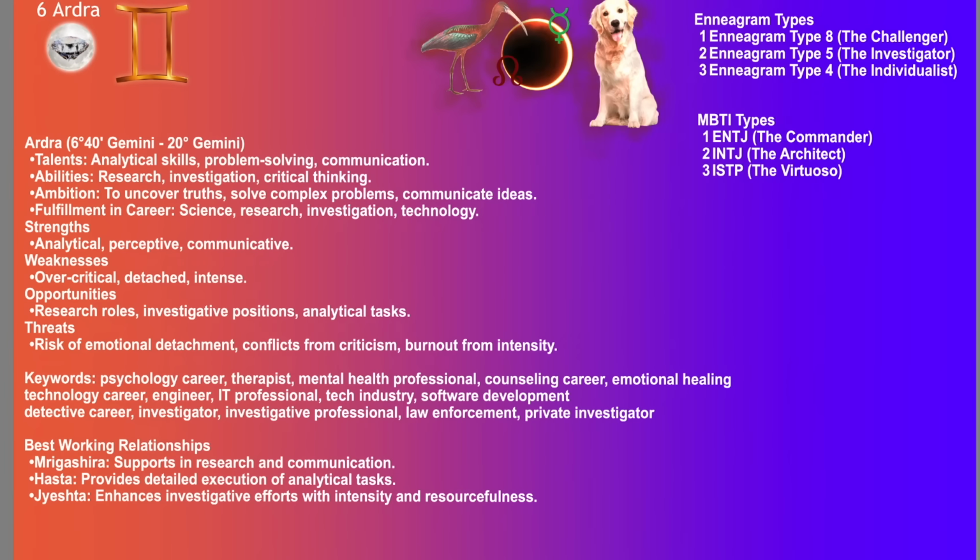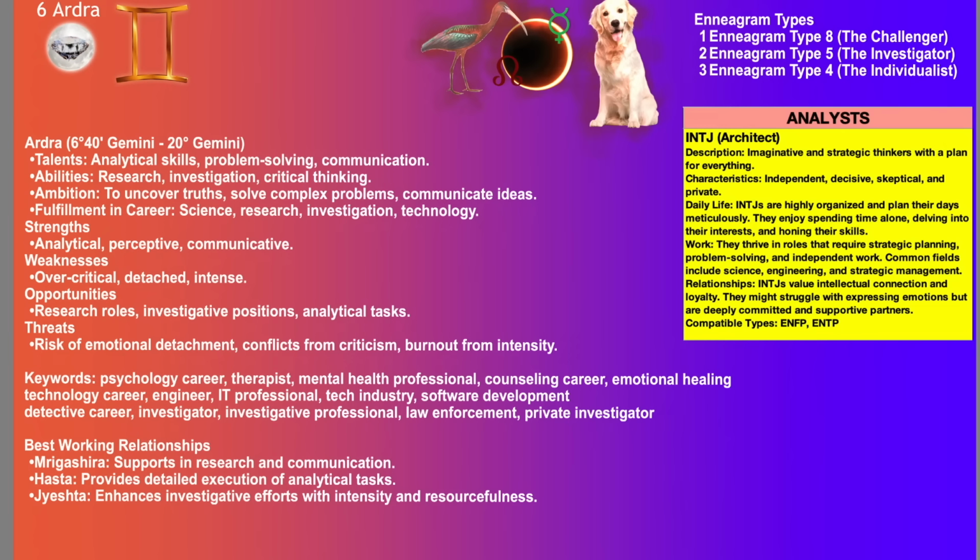So that was ENTJ. Second one is INTJ. What does INTJ provide us? He is the architect. So everything which is imaginative, everything which is strategic thinking with a plan to do everything, that is the architect, INTJ. Deeply imaginative, Mercury with Rahu provides that for Ardra. So if you are INTJ plus Ardra, think of these careers, okay, which are listed here.